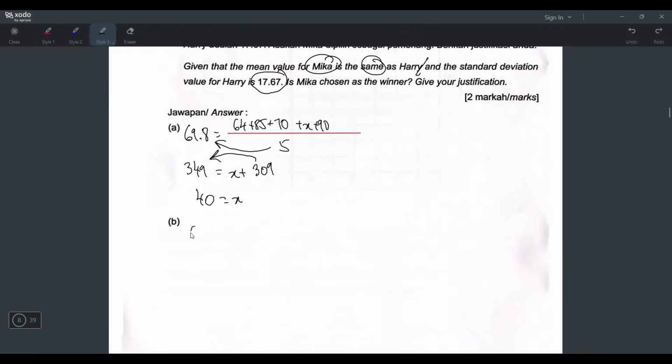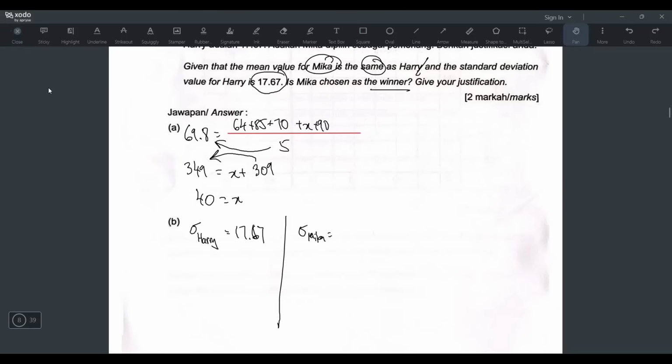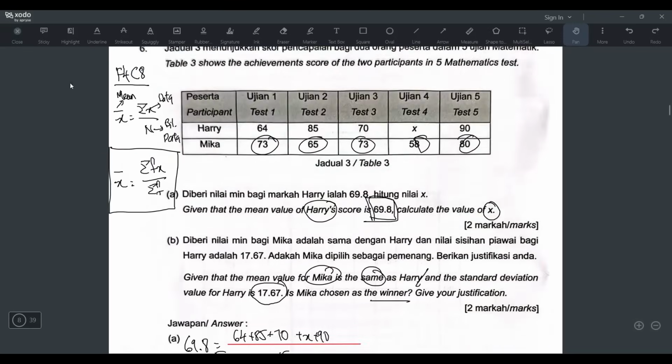So I'll write here standard deviation. This is the symbol for standard deviation. For Harry it is already 17.67, right? So later what do I have to find? The standard deviation for Mika. And then we compare this answer with this answer and see who is smaller. Whoever is smaller is the winner. Okay, now I have to tell you the standard deviation formula.